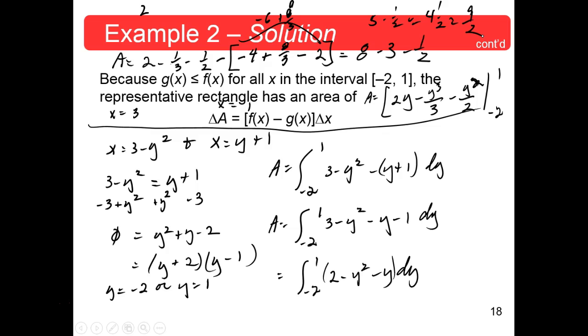Seems like we've been there before, doesn't it? And we have. And that gave you 9 halves. Does that make sense? When we have 3 intersections versus when we have 2 intersections.